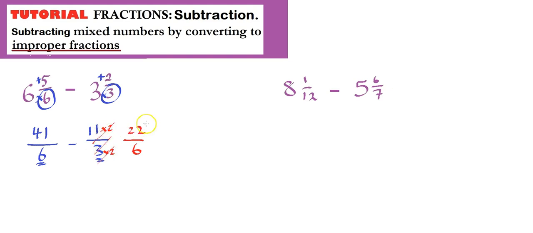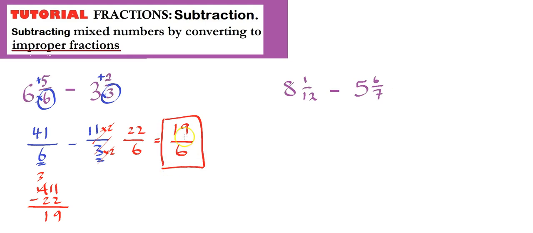Okay, so all of a sudden it becomes a lot easier because they are the same denominator. Lucky I spotted that. And then 41 minus 22. A bit of renaming here. 1 minus 2 I can't do, so I'll borrow from here to make that 11. That's 9. Aha, 19 over 6.